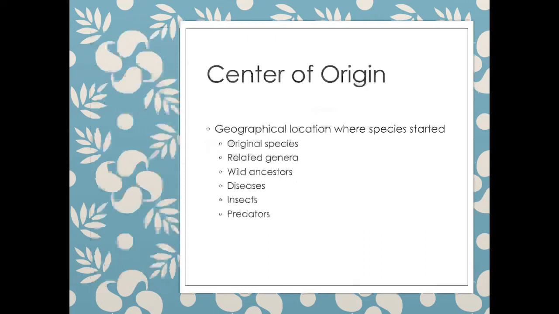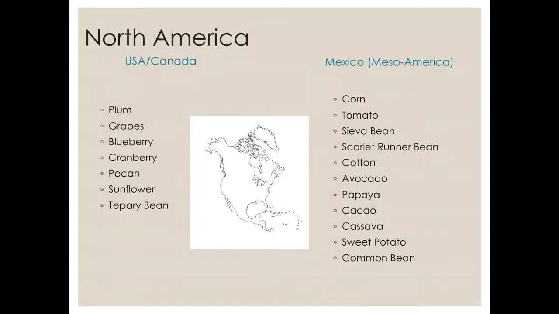And when we take those crops out of those areas, then they have to adapt to all new diseases, insects, predators, ways of growing, etc., etc. So if we know where a crop came from, that can allow us to go back to that area for new genetics or different genetics if we need to.